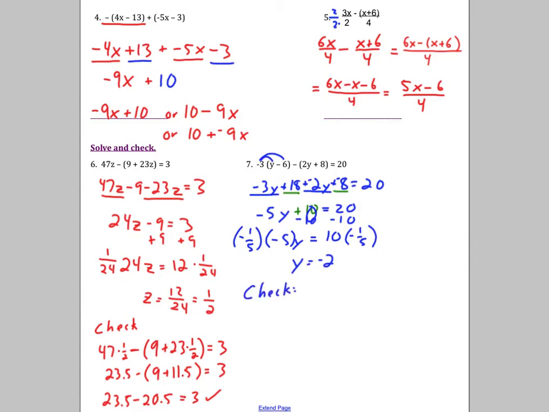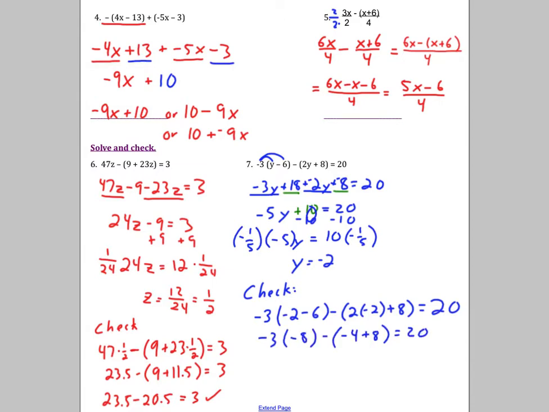And again, we check our answer. Substitute in. Simplify what's inside the parentheses. Negative 2 minus 6 is negative 8. In the second set of parentheses, 2 times negative 2 is negative 4. So we end up with 24 minus 4, which does equal 20.